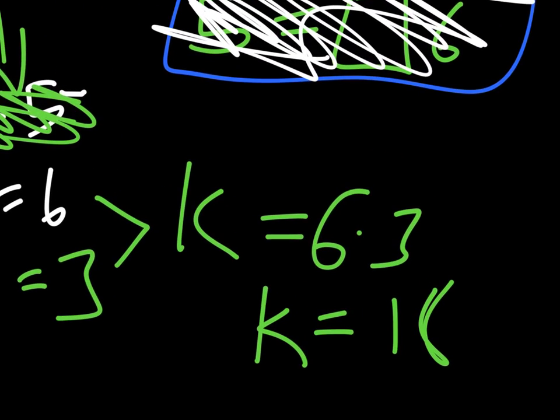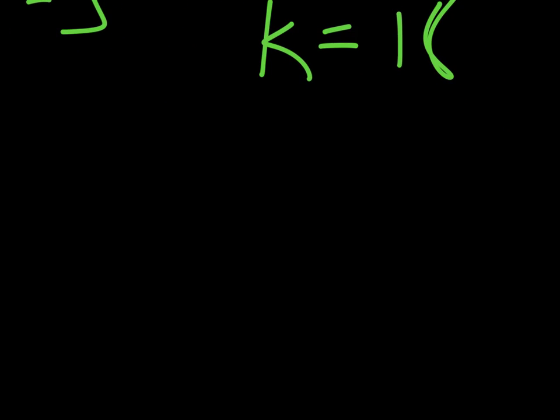That's all you have to do for 4-6. If they give you x and they give you y, multiply them together, and you get k. That's all you have to do, okay? That's the first part. Exam 2.